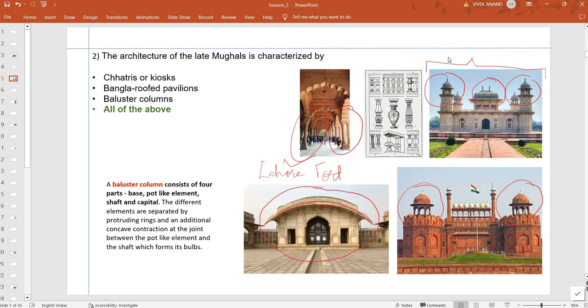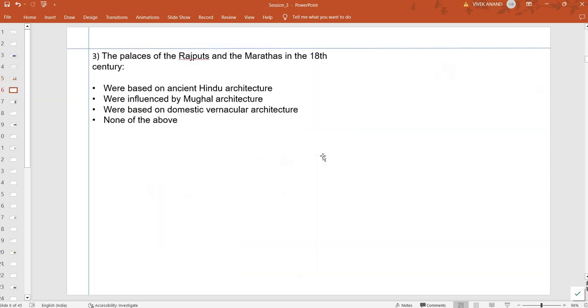Lal Qila. Yeah, and what are the elements from these options? You can see one is Chhatri, and another one, baluster columns. Yeah, these are the baluster columns. Okay. So the answer is all of the above. So let's move to the next question.